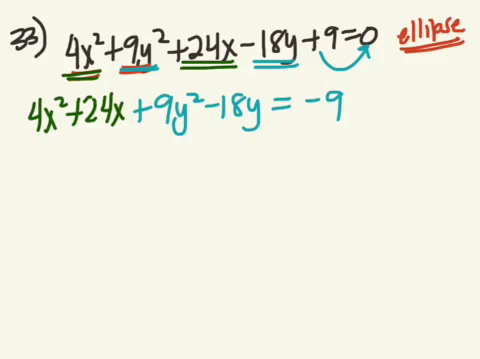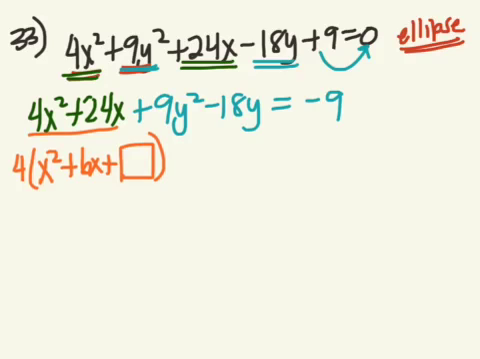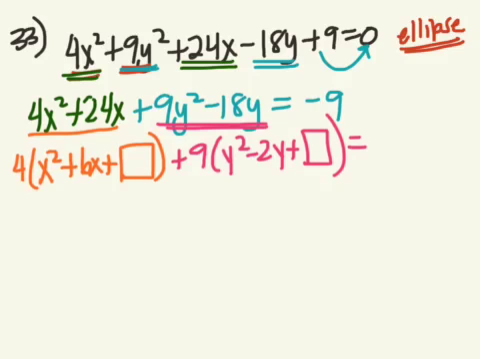So equals negative 9. We're going to need to factor these. So from the two x terms, we're going to take out a 4. So we have x squared plus 6x plus box. From the two y terms, we're going to take out a 9. So we have y squared minus 2y plus box is equal to, and then on the other side, we have negative 9 plus 4 box plus 9 box.